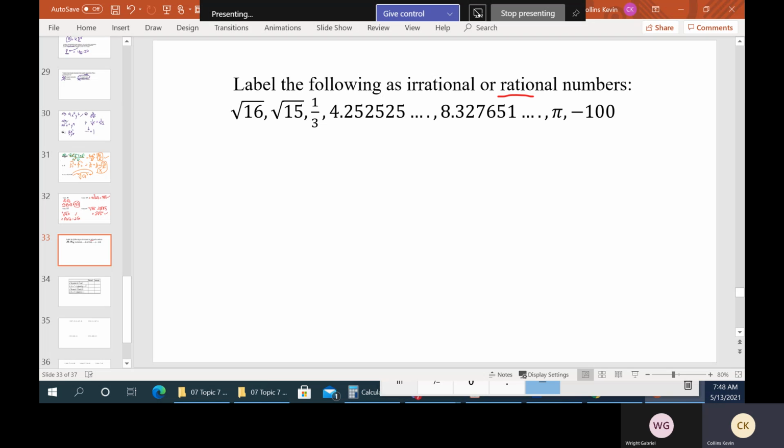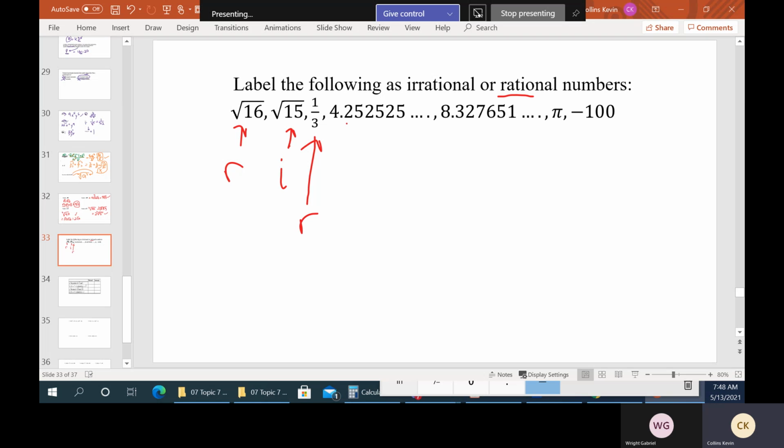All right, so the first guy, square root of 16, that's a perfect square. That'll just give us 4, right? So then this guy, we're just going to use R and I. So he's rational. Now the square root of 15, that's not a perfect square. So he's going to be an irrational number. Okay, so 1/3 is a fraction, right? But it's still a ratio of two numbers, so he's a rational number. So we'll give him R there.